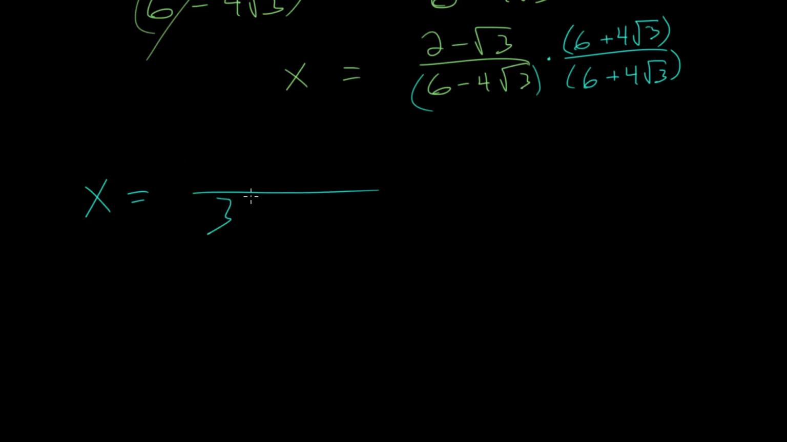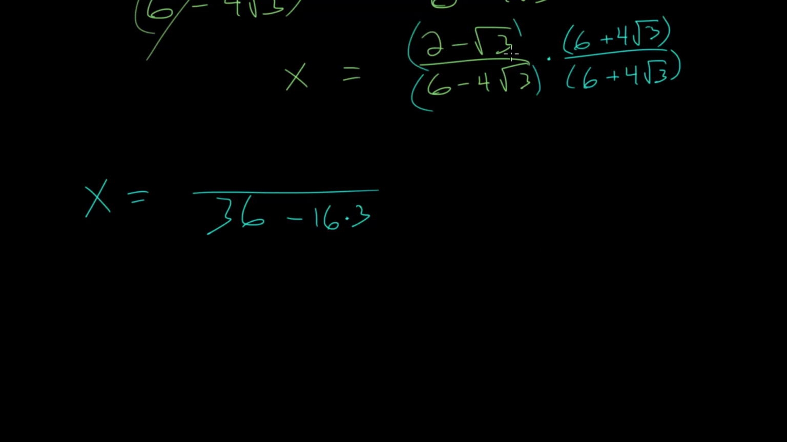6 times 6, that's 36. And 6 times 4 root 3, that will be a positive number. But then we'll be subtracting 6 multiplied by negative 4 root 3. So those will cancel out. The middle terms in a difference of squares always cancel out. Then we have minus 4 root 3 multiplied by 4 root 3. So 4 times 4, actually minus 4 times 4 would be minus 16. And root 3 multiplied by root 3, the square roots cancel when you square them, and we just get 3 there. So we are multiplying by 3.